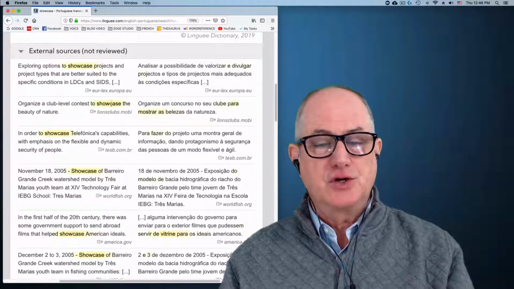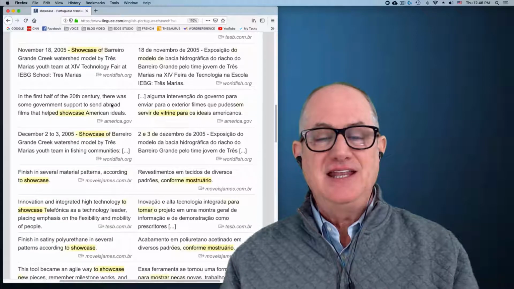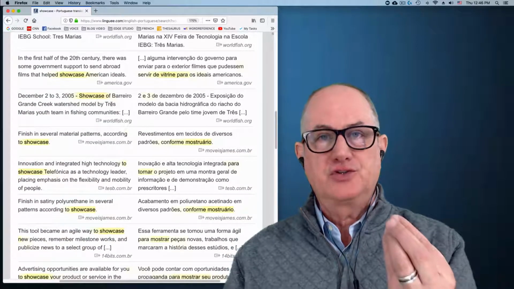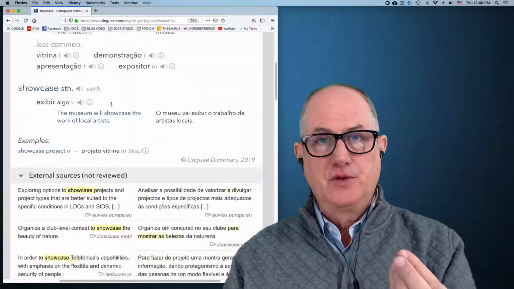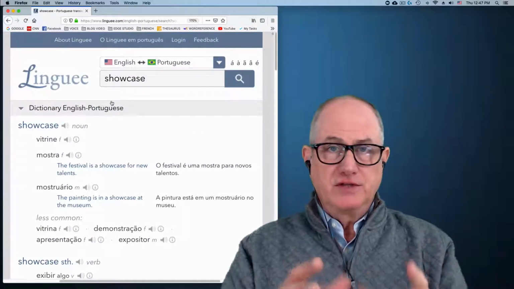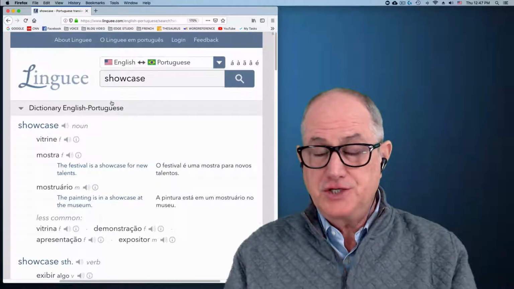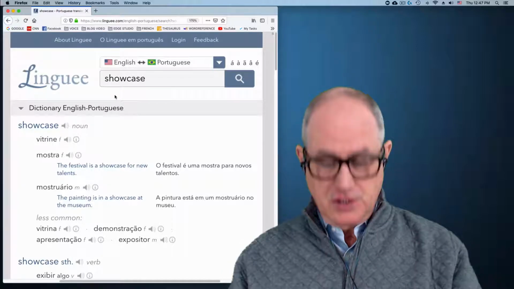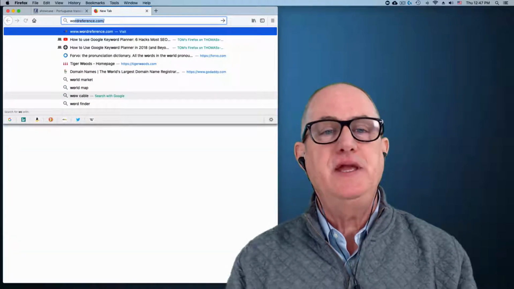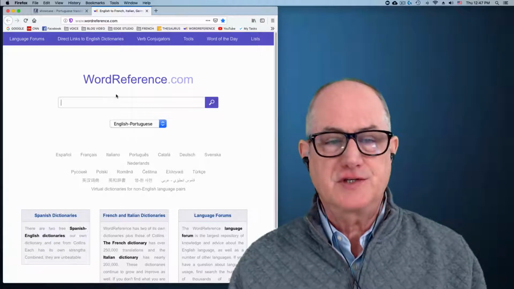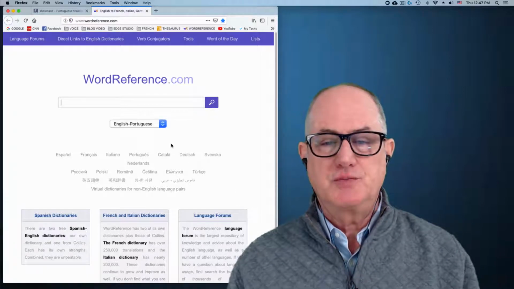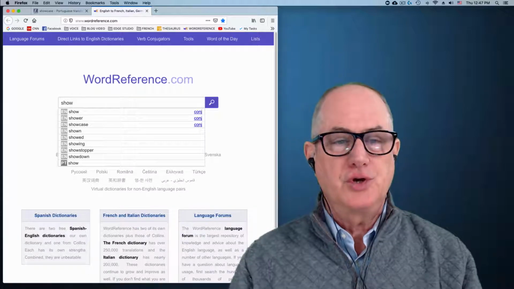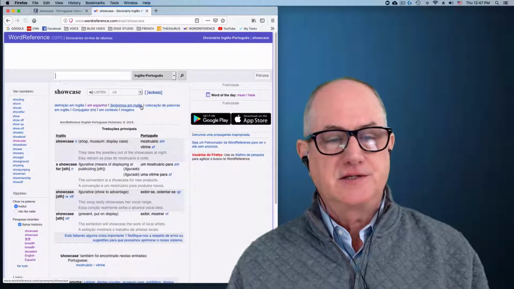But the important thing is to go down here and to get an idea in context about how people have translated showcase. That's step one, to find the equivalence. I also got to listen to the pronunciation. I also got to see how it's used in a sentence. But there's another website that I go to immediately, and that is wordreference.com. Again, I can choose my language combinations right here. I'm going to type in the word showcase, and let's see what it gives me.